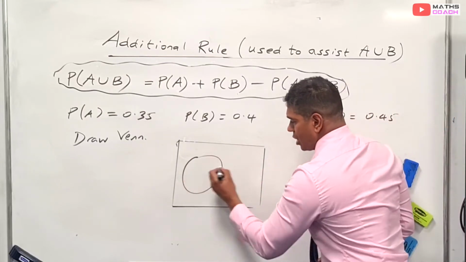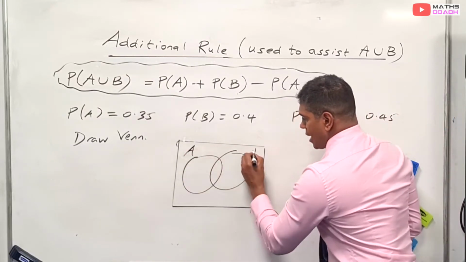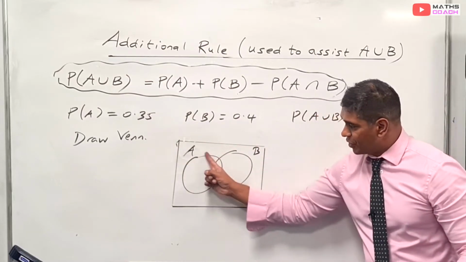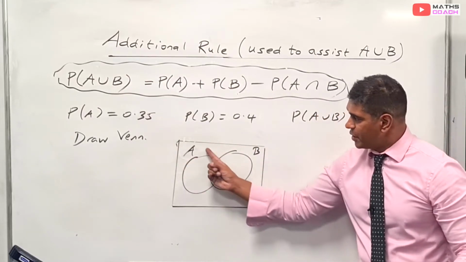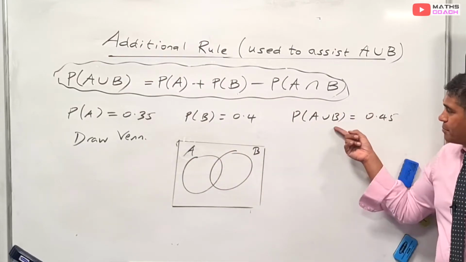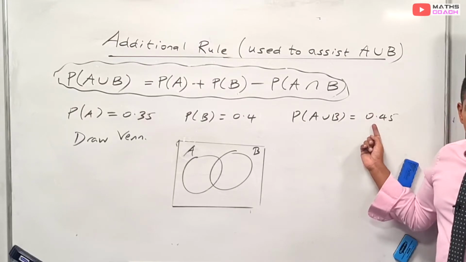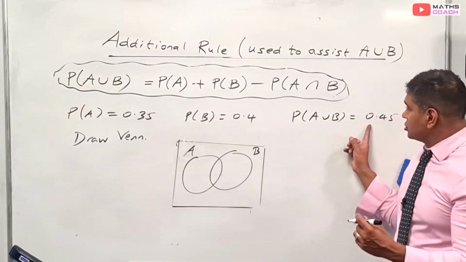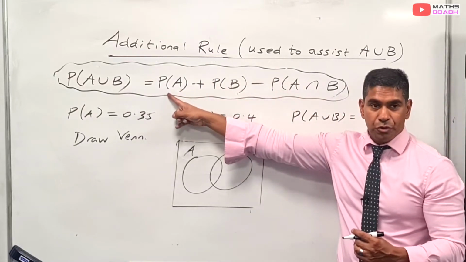So we've got our two variables A and B. We know that probability of A is 0.35, so this adds up to 0.35. This adds up to 0.4, but we have no central number. We have A union B, and then are we stuck? And if we're stuck, what do we do? So that's when we apply the addition rule.